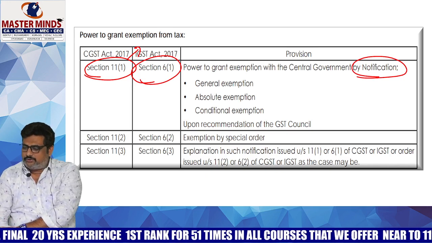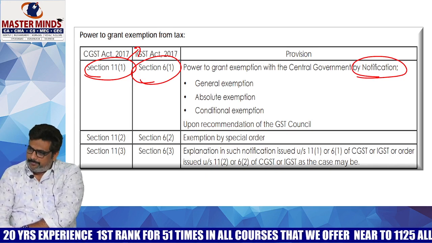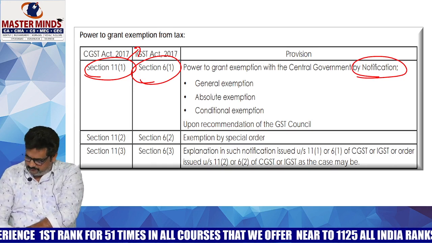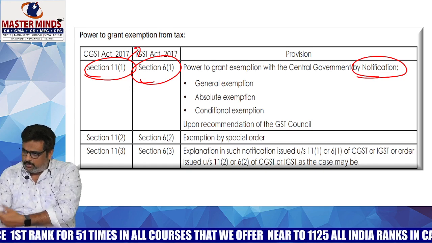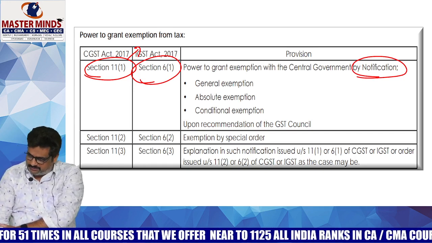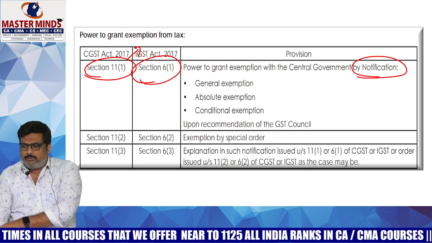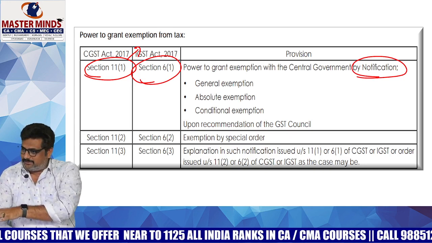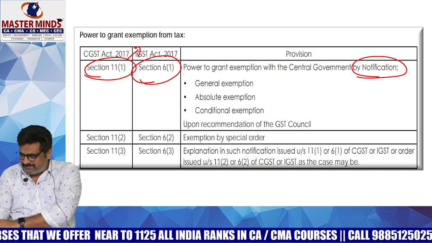What is meant by general or specific? General exemption is when the exemption is given to all the people. It is called a general exemption. If it is given to a particular person or a particular company, it is known as exemption by special order or specific exemption.